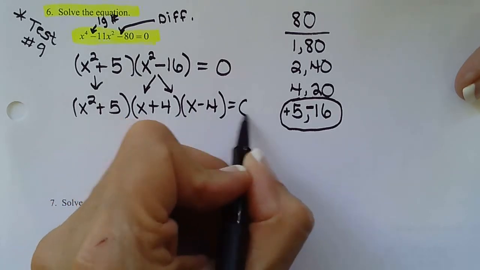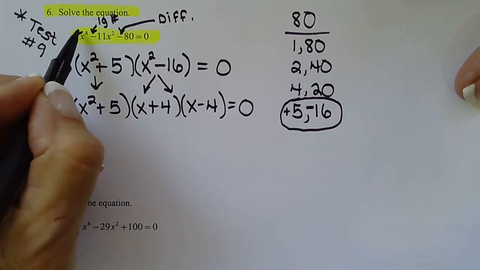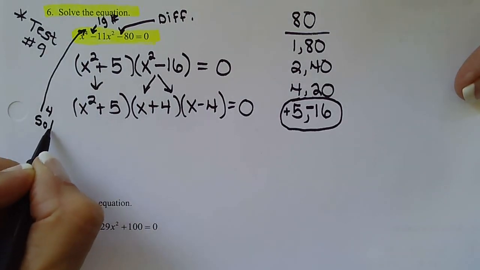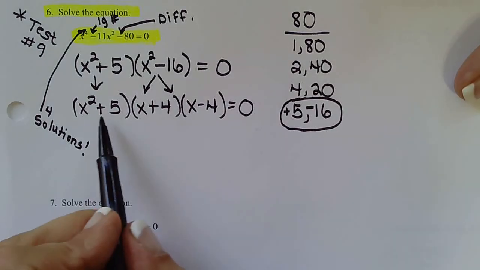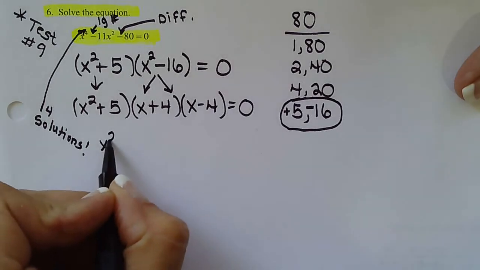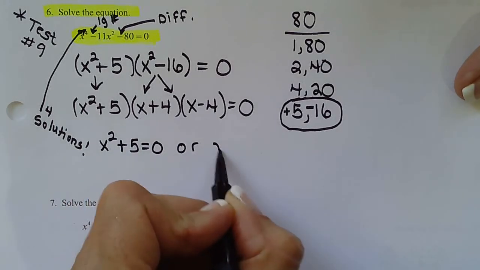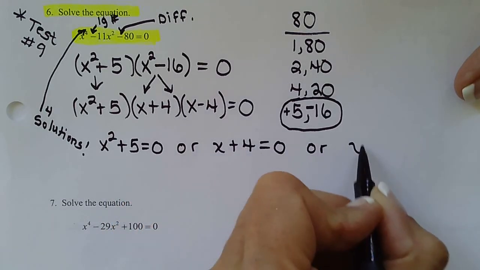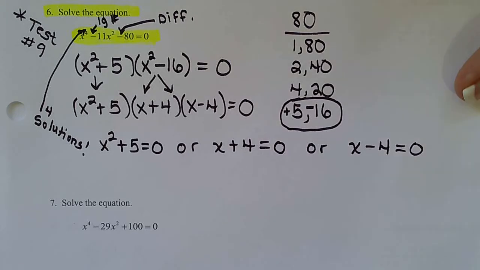And I'm keeping my eye on the prize. I know there has to be 4 solutions. So before I box my final answer, I need to make sure I have all 4 of them. So now if A times B times C equals 0, either A is 0, or B is 0, or C is 0. And that is where I need to get my 4 solutions.